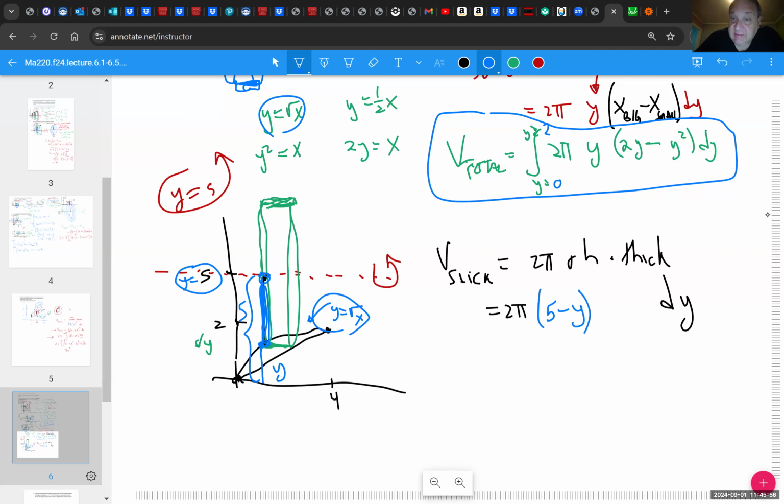The height would be this distance here. Let me put it in red or something. That's the height right there. The height is horizontal, so it's in terms of x's. So if it's between two things, I have to subtract the two things.